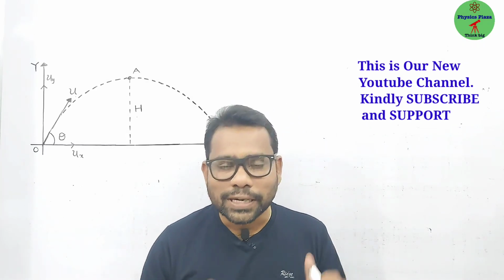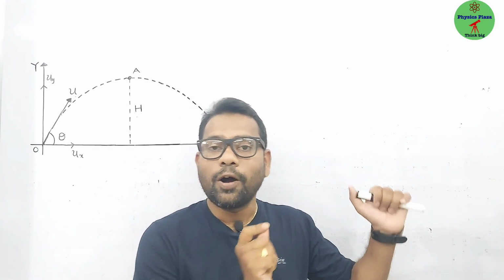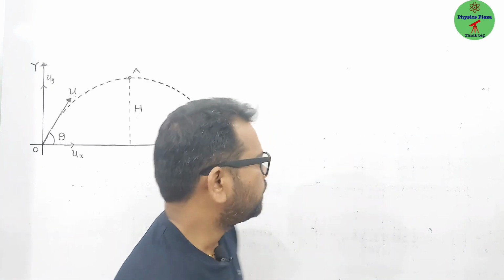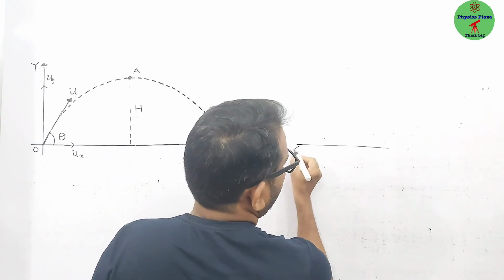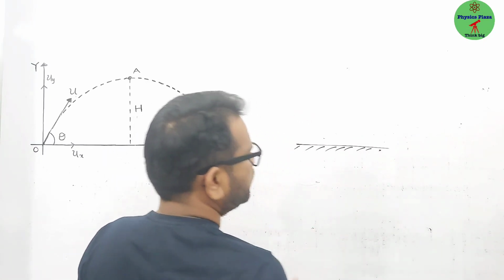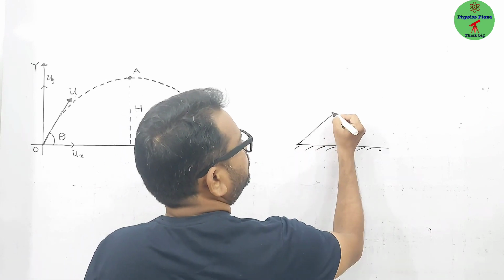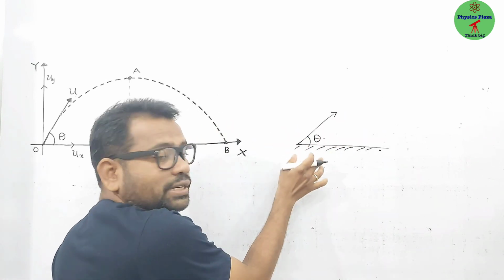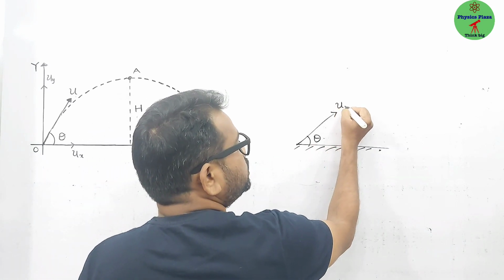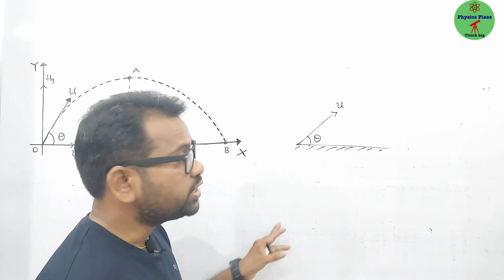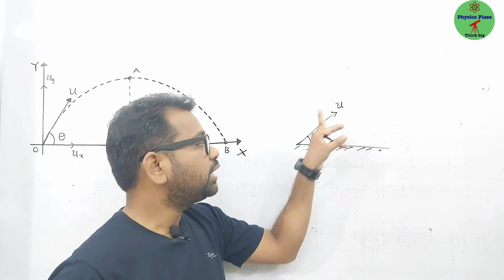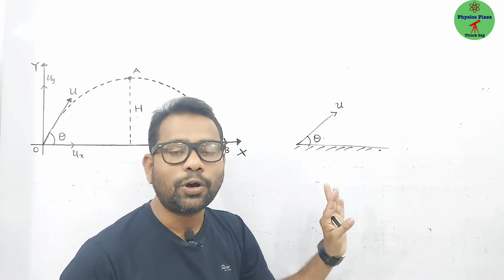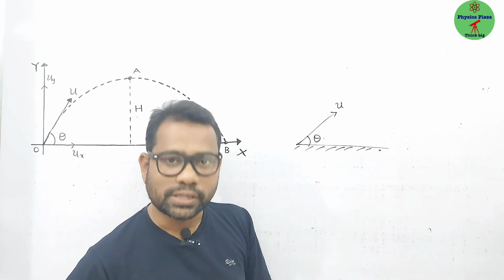Now let us start today's concept, that is, what actually is inclined projectile motion. Suppose this is, let us take here, the horizontal. Now the projectile is thrown with initial velocity u such that it makes an angle theta with the horizontal. So this is actually our concept.